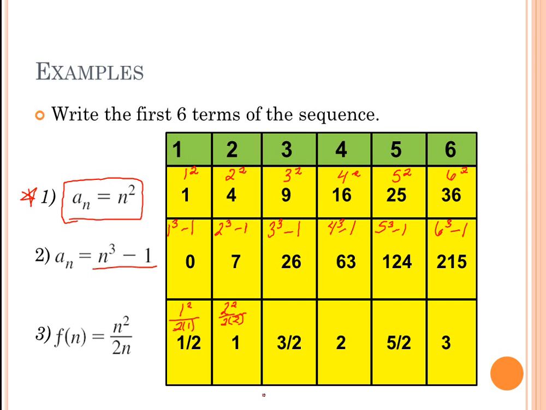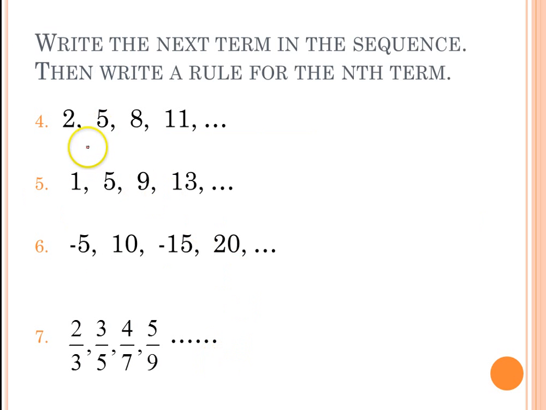Now we're going to go the other direction. This time, they gave us the function and told us to find the first 6 terms. This time they're giving us terms and they want us to write a rule. Write a rule is like writing the equation. We have a couple other things they want us to do too. Write the next term. So what's going to come next? And then write the rule, write the equation. In order to do either one of those, we have to know the pattern.